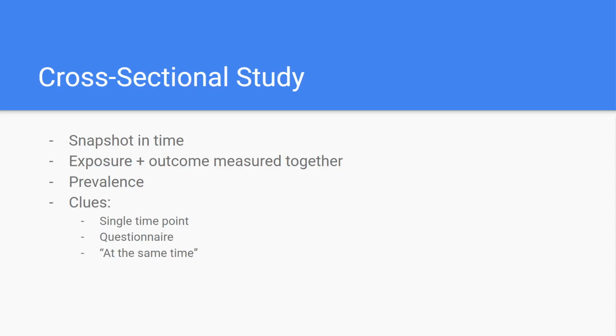Next, the cross-sectional study. A cross-sectional study measures exposure and outcome at the same time. Think of it as a snapshot in time, where everything is measured at the same time. So you can't determine which came first, unlike the other studies we mentioned. The important thing is that cross-sectionals are great for measuring prevalence, but they cannot establish causality.